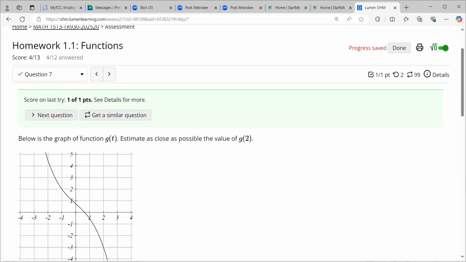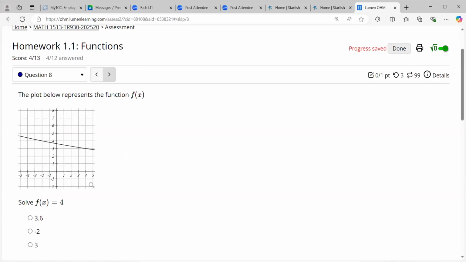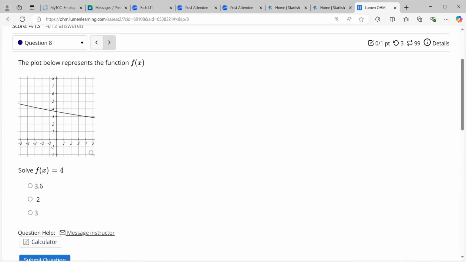That's number 7. Pretty simple problem. Number 8. This also has a graph. The plot below represents the function f of x. Solve f of x equals 4. Okay, I have a question. Is 4 here input or output? Is 4 here value of x or value of y? Y. Yes, you're right. Perfect. Output y. Remember, y is on the vertical scale.